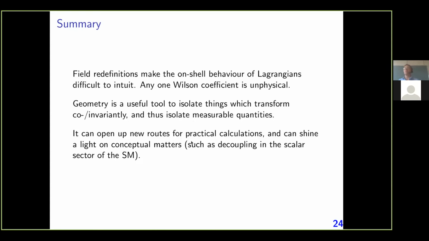And not only does this open up new routes for practical calculations, so you've seen how we managed to very efficiently calculate the contact piece in a 2 to n amplitude in HEFT, which is normally quite difficult. But it can also shine light on conceptual methods, such as decoupling in the scalar sector of the Standard Model and when we should use HEFT versus MEFT.